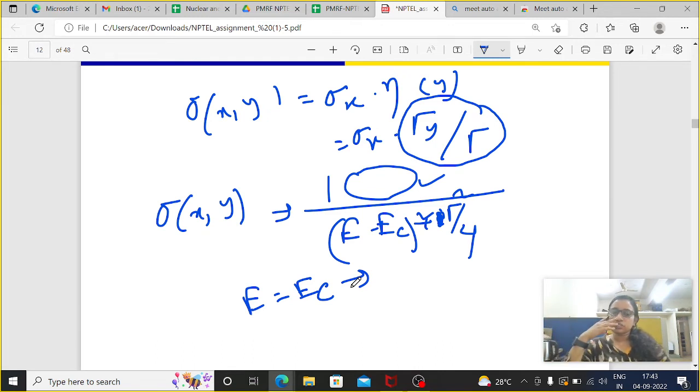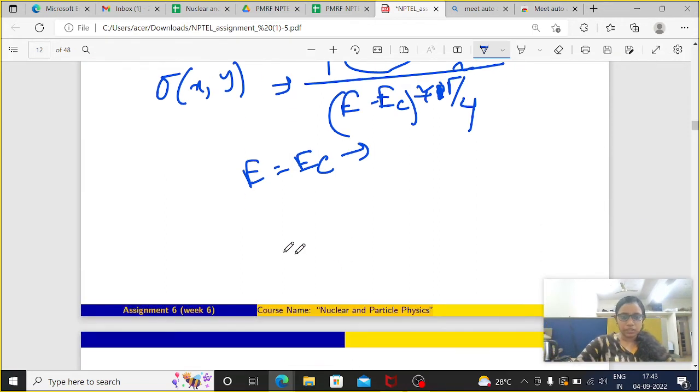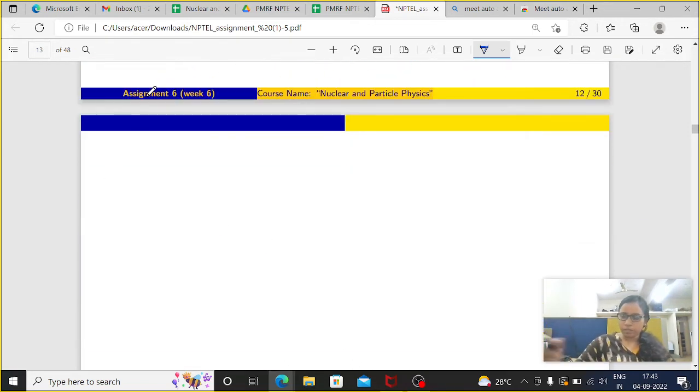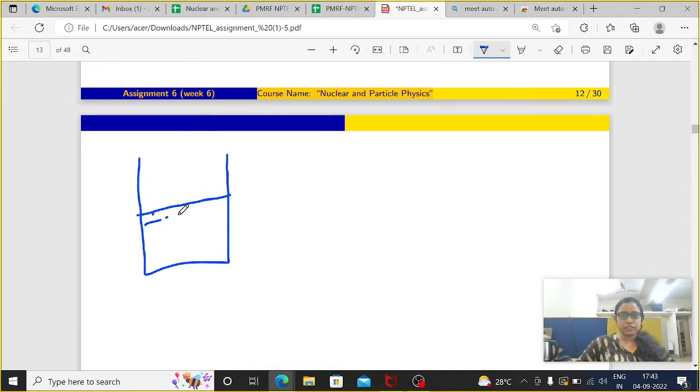So in that resonance condition, the sigma will be very large. That means in the resonance condition, the cross section for that compound nuclear reaction will be very large, and it can be diagrammatically expressed like that. See, this is, let's say, all the field energy states and all the things.